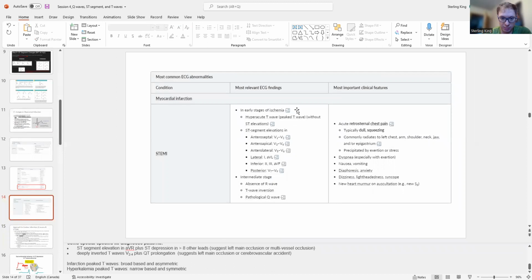I think that's all, you can kind of look through this. I like how they grouped it. So they have V1, V2, V3, V4, V5, V6, lateral 1 AVL, 2, 3 AVF, V7 through, usually we just say 8 for posterior.